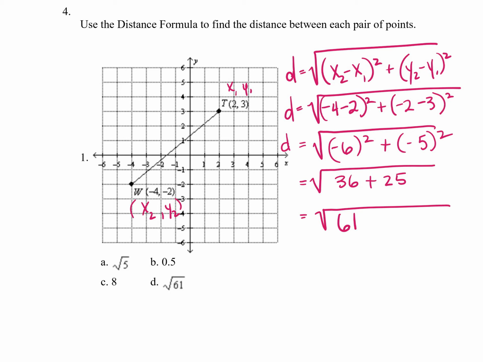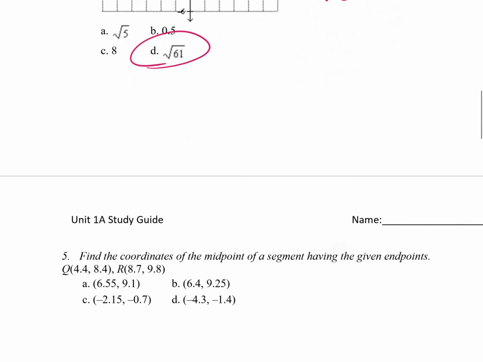That is not a perfect square, so just leave it as square root of 61, or you could put it in a calculator and find a decimal. But we have multiple choice, so that is one of our choices. All right, next up.